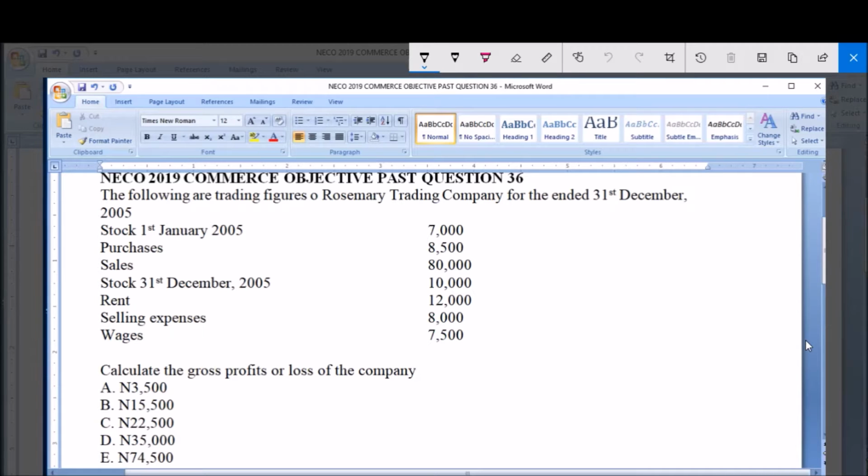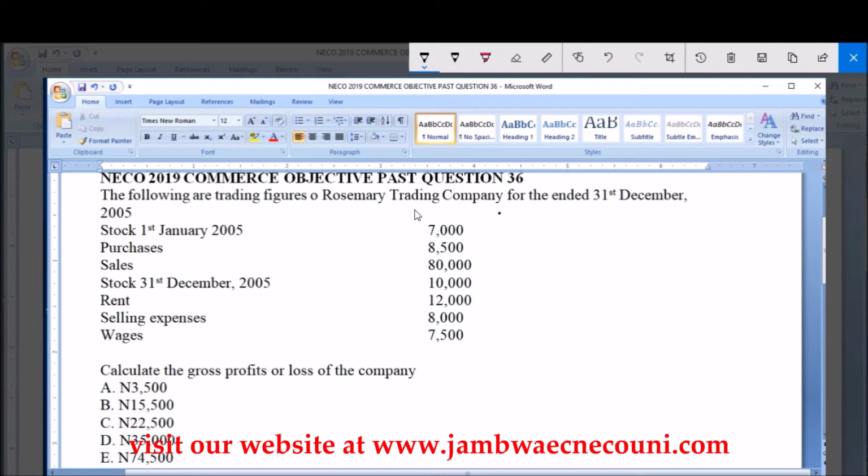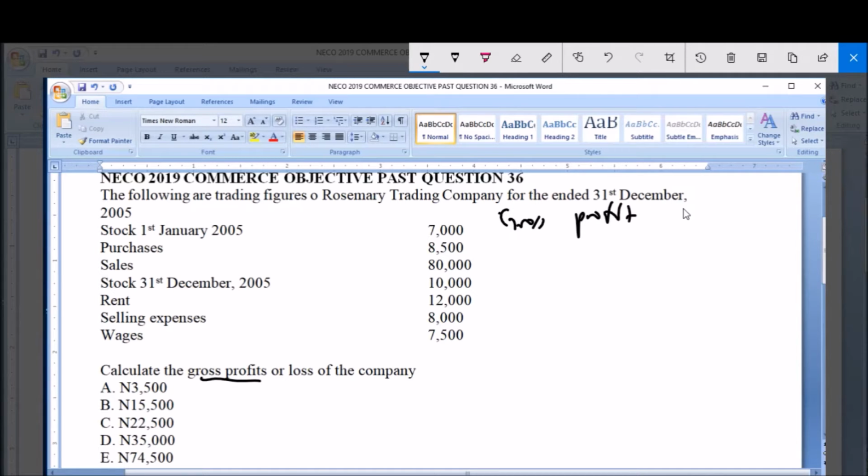The following are trading figures for Rosemary Trading Company for the year ended 31st December 2005. So you have the description, the trading figures. So the question is, calculate the gross profit or loss of the company. A. 3,500 naira, B. 15,500 naira, C. 22,500 naira, D. 35,000 naira, E. 74,500 naira.